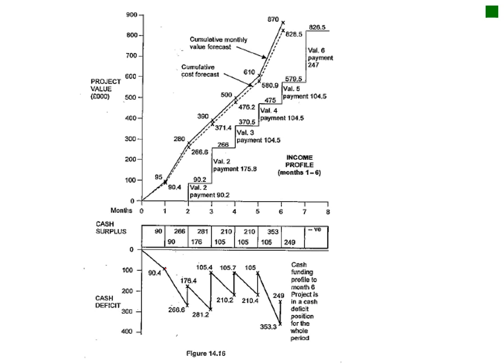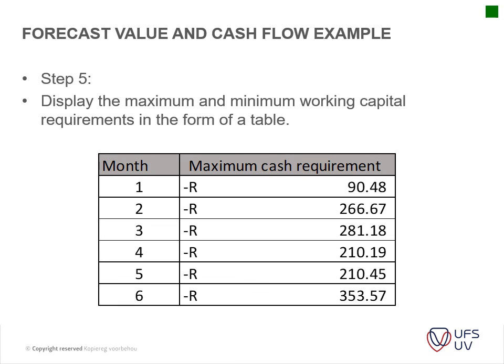You can see after the first month, this is your cash flow deficit, and it still goes down, and then you can calculate what your value escalation is, and you can see after month 6 you will have your biggest deficit. Cash flow funding profile to month 6: the project is in a cash flow deficit position for the whole of the period. So we're still not picking up our heads and getting close to the break-even point. Okay, so I think that's fairly straightforward.